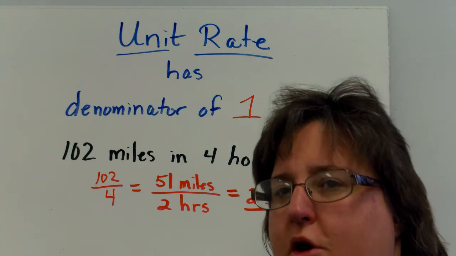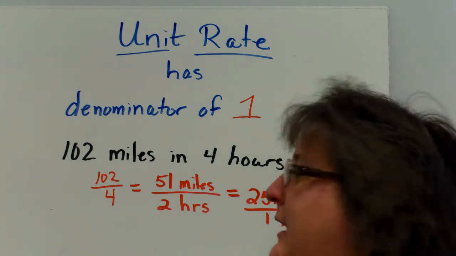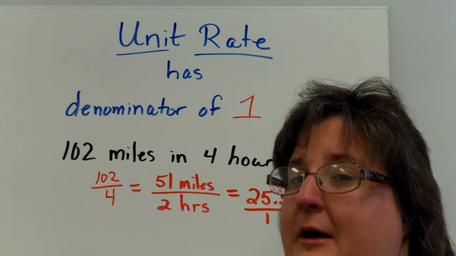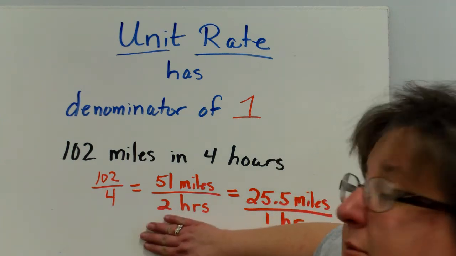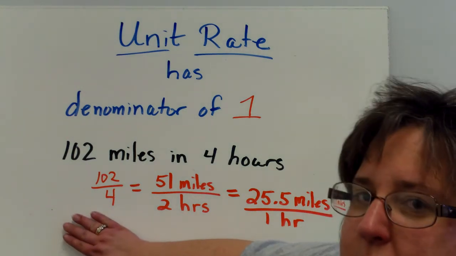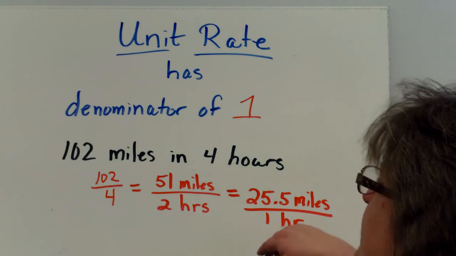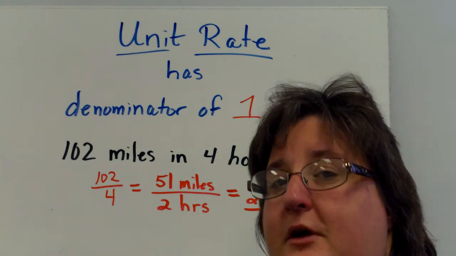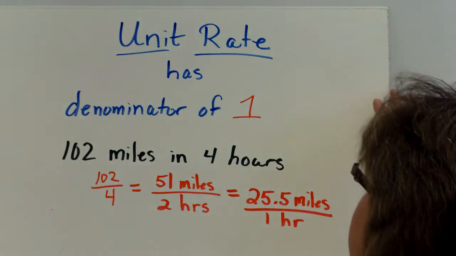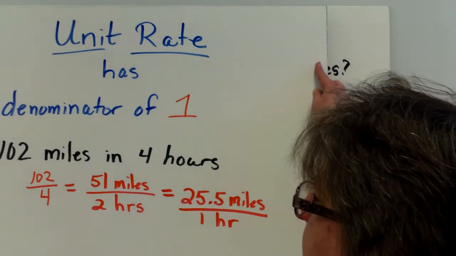Usually you hear that word per a lot, especially per 1 hour. So you would travel 25.5 miles per 1 hour. Again, simplified rate, unit rate. Okay. A regular rate, simplified rate, unit rate. So be very careful to always know what you're asked to find. Let's look at another example.